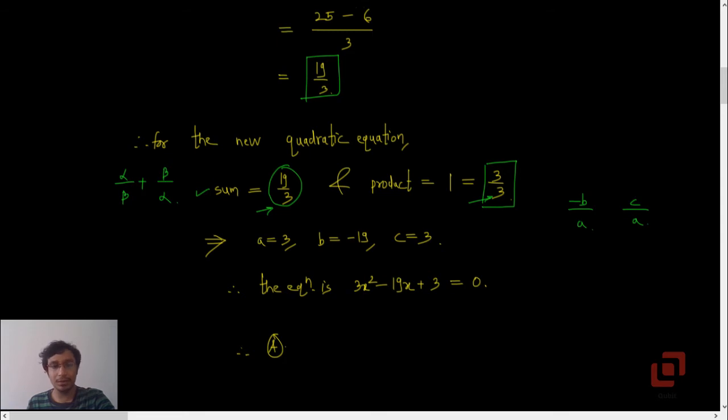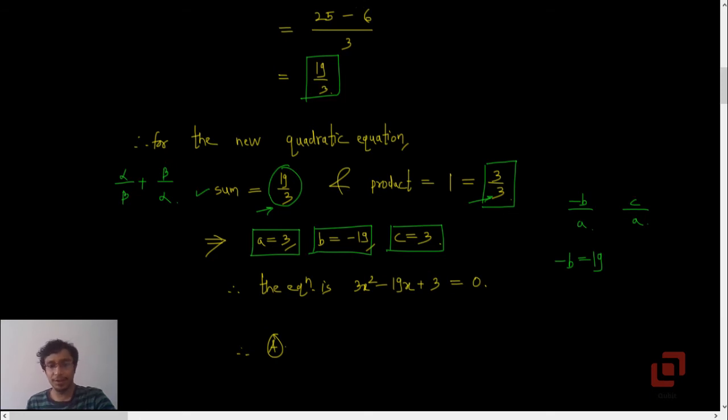So we can conclude that a is equal to 3, and because c by a is 1, the product c must be equal to 3. And we have minus b upon a as the sum of the roots. So minus b is equal to 19, which means b must be equal to minus 19.